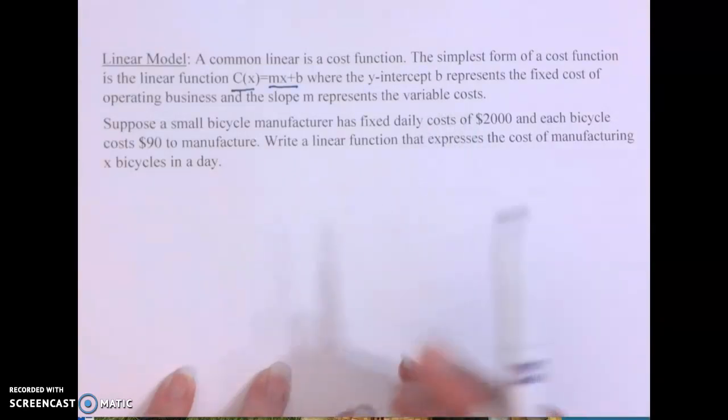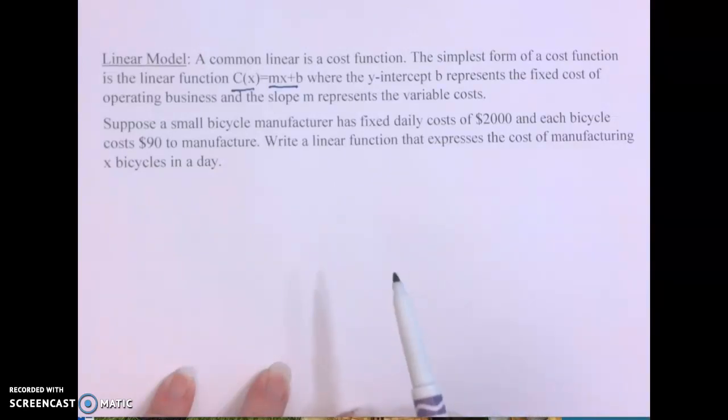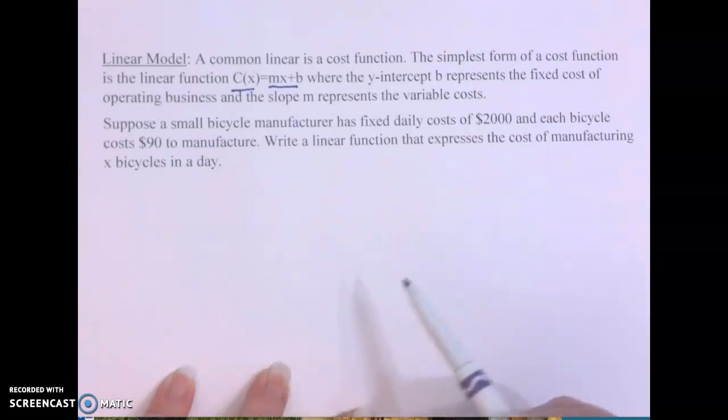So those are things you have to pay whether you're making any money or not. And the slope is what represents the variable cost. So how much materials it takes per unit manufactured, how many man hours it costs in order to manufacture the bicycles. So those will change.